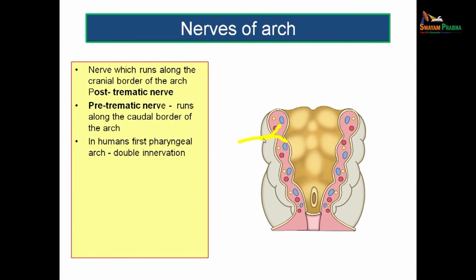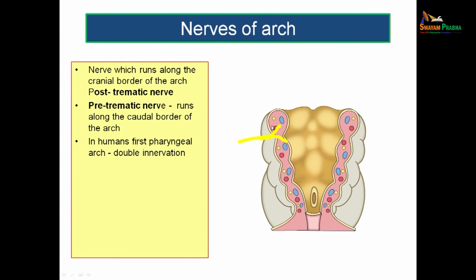So why is it named as pre and post-trematic nerve? This ectodermal cleft region is actually known as trema. So this cleft region, as the nerve enters, this is the region which is lying before this trema. That is why the nerve which goes above it, you call it pre-trematic, and the region which lies below this trema, you call the nerve going to that region as post-trematic.